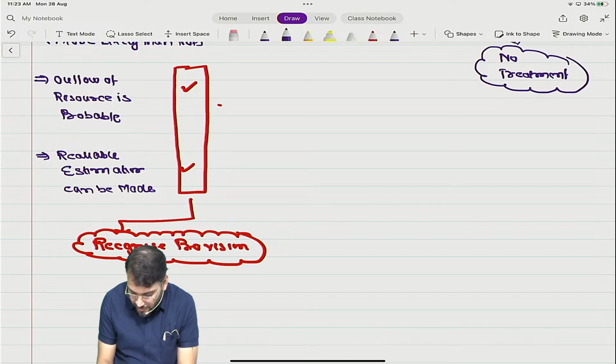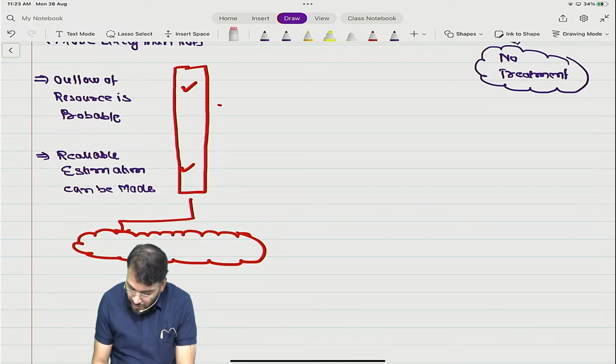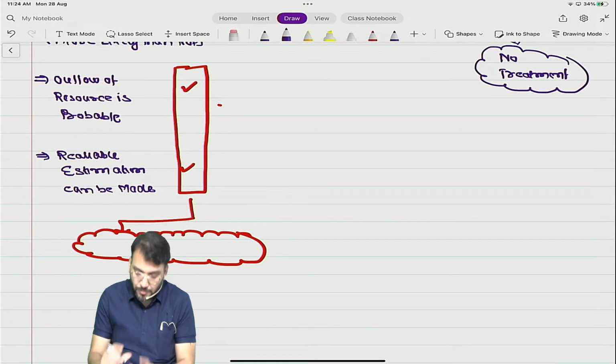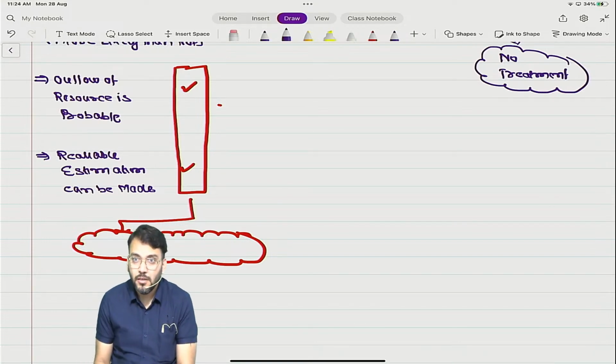Should I write bigger? Is it visible? Or should I write in a bigger font? Is it visible, na?